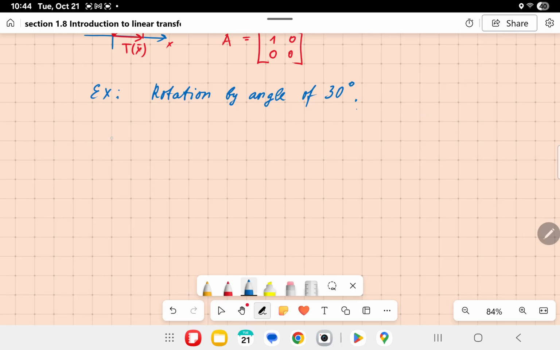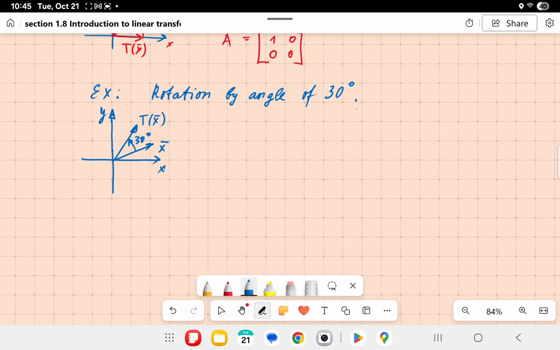First, we're going to draw the picture of how it works, and then try to apply it to our standard basis vectors, x, y here. So for any vector x, the transformation is going to rotate this vector by 30 degrees, and that's going to be the transformation. That's it. The angle is 30 degrees. Now we are going to create a matrix of this transformation.